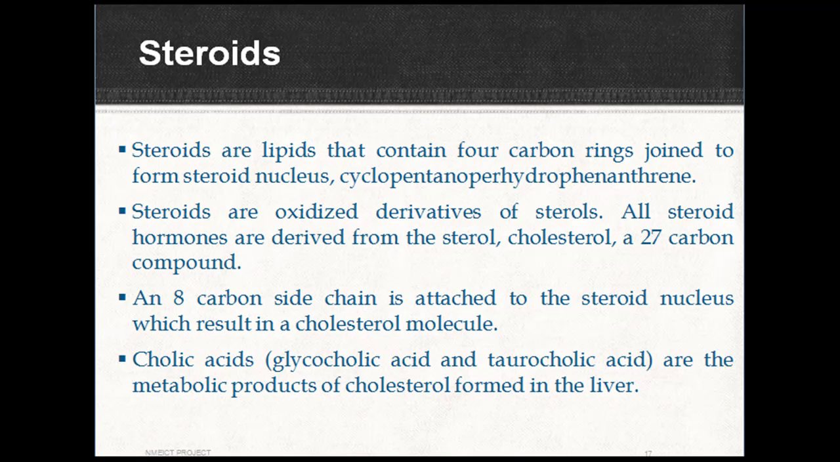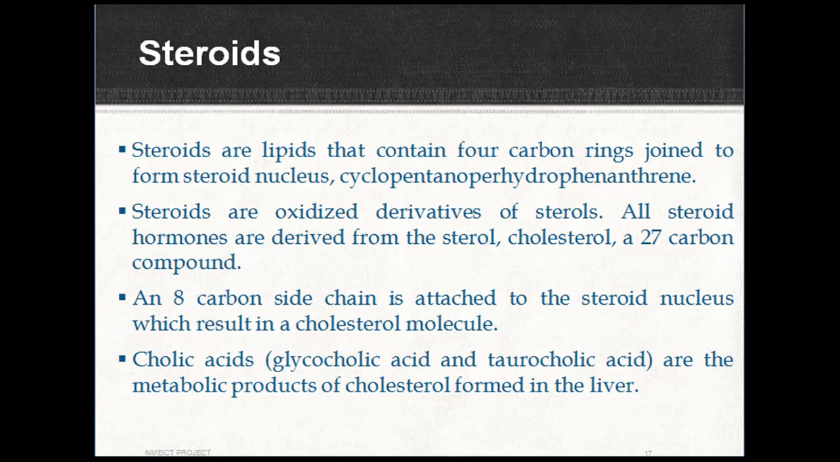Another class of lipid is steroids. Steroids are lipids that contain four carbon rings joined to form a steroid nucleus. Steroids are oxidized derivatives of sterols. All steroid hormones are derived from the sterol cholesterol, a 27 carbon compound, and an 8 carbon side chain is attached to the steroid nucleus, which results in a cholesterol molecule.